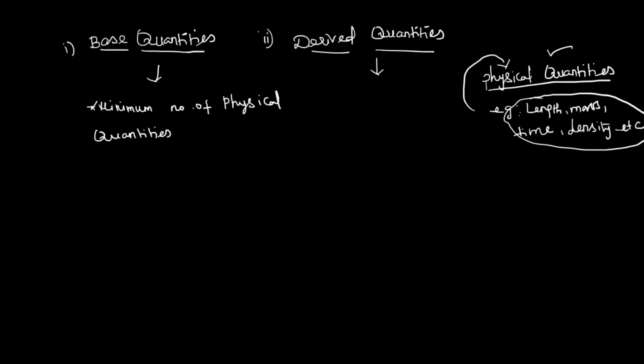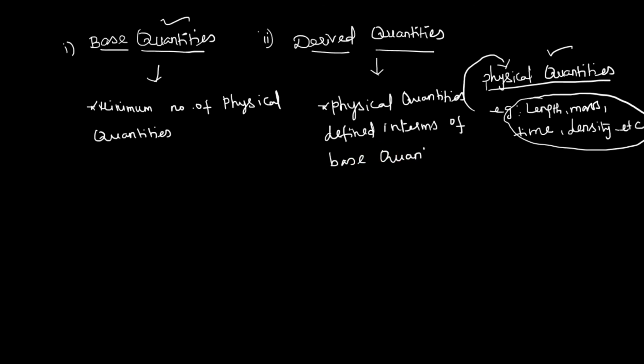So what is meant by derived quantities? Physical quantities defined in terms of base quantities are called derived quantities. Depending on the base quantities, we have to define the derived quantities. What are the base quantities? What are the examples?